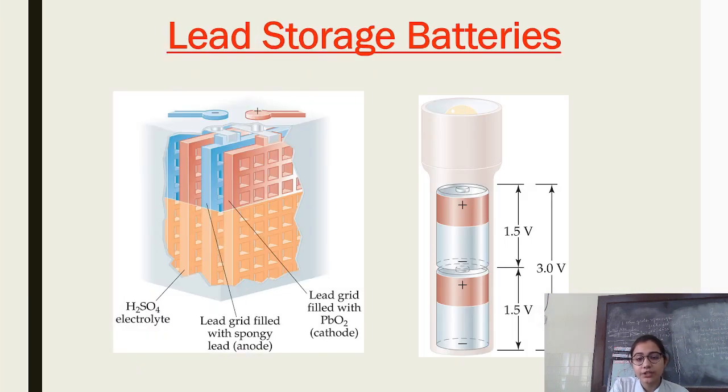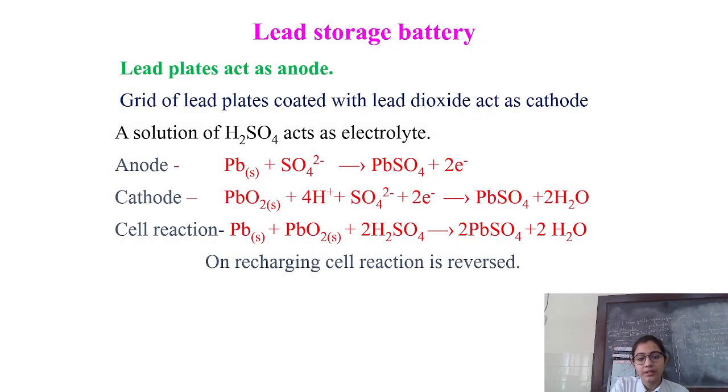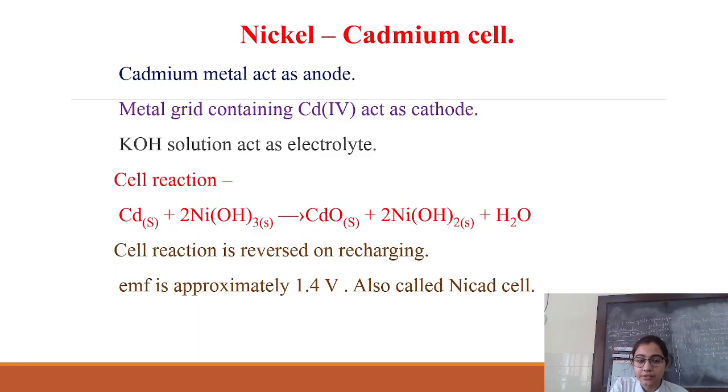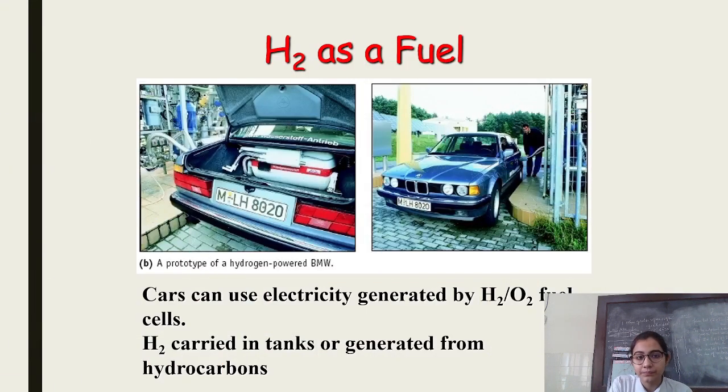These are the lead storage batteries. The reaction of lead storage batteries is as follows. On recharging, the cell reaction is reversed. This is a nickel-cadmium battery. The cell reaction is reversed on recharging and EMF is approximately 1.4 volt. It is also called Nicad cell.